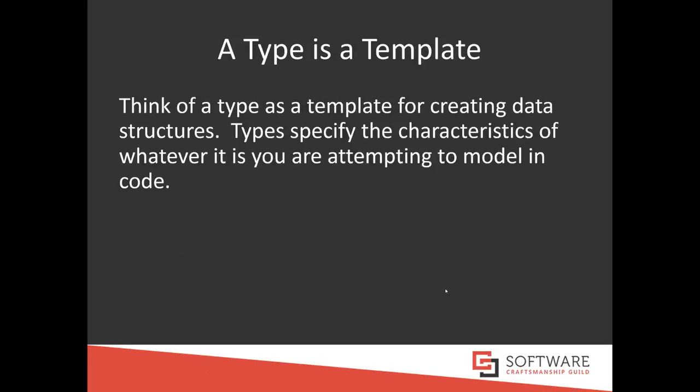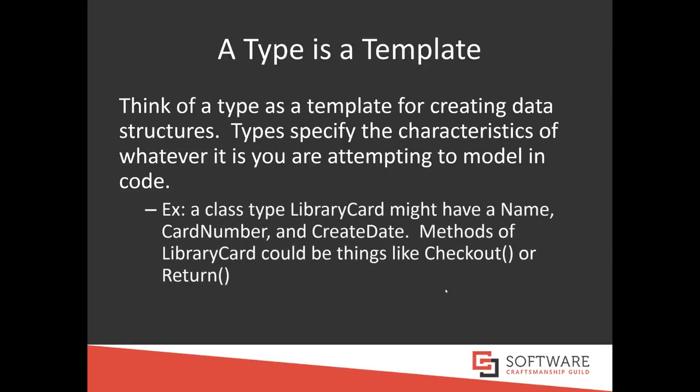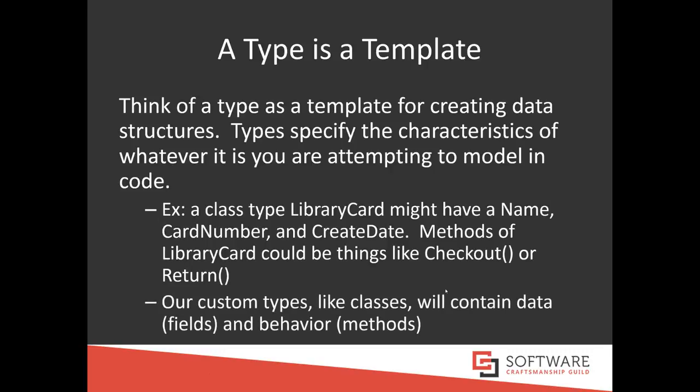Conceptually, a type is just a template. I want you to think of a type as a template for creating a data structure. Types specify the characteristics of whatever it is you're attempting to model in your code. I'll go back to the example of a library card. It might have a name, a card number, a create date. Methods of a library card could be things like checking out or returning a book. Our custom types, like classes, will contain data or fields and behavior, which are called methods.